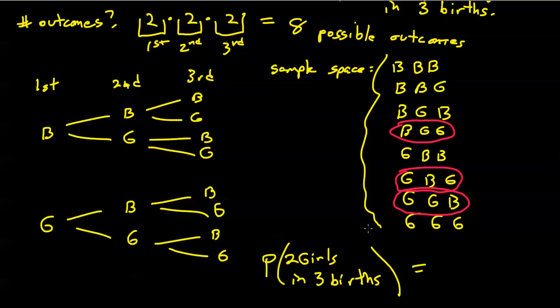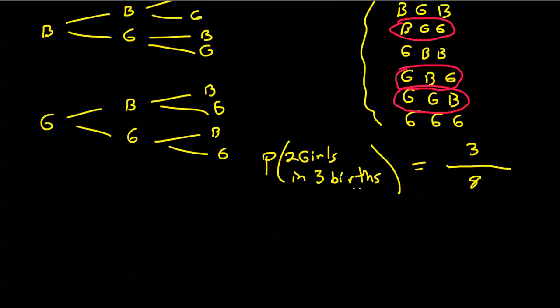Alright, so I'm ready to answer my question now. There's 3 ways to get 2 girls and 1 boy, and there's 8 possible outcomes in the experiment. So the probability of 2 girls in 3 births is then 3/8, or I'll decimalize it as 0.375.